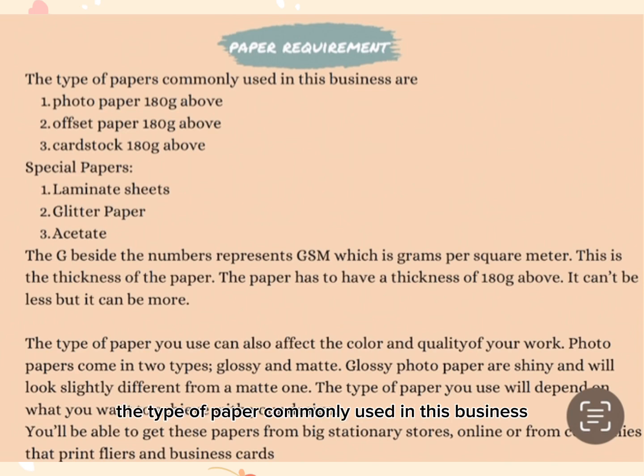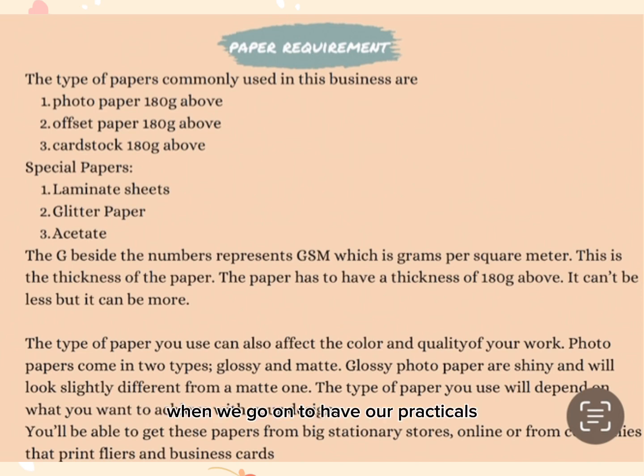The types of paper commonly used in this business are photo paper, offset paper, and cardstock paper, 180 grams and above. We also have special papers called laminate sheets, glitter paper, and so on. The G beside the numbers represents GSM, which is grams per square meter. This is the thickness of the paper. The paper has to have a thickness of 180 grams and above.